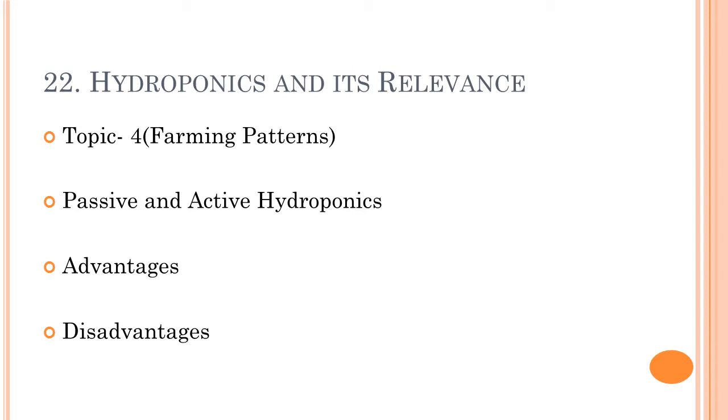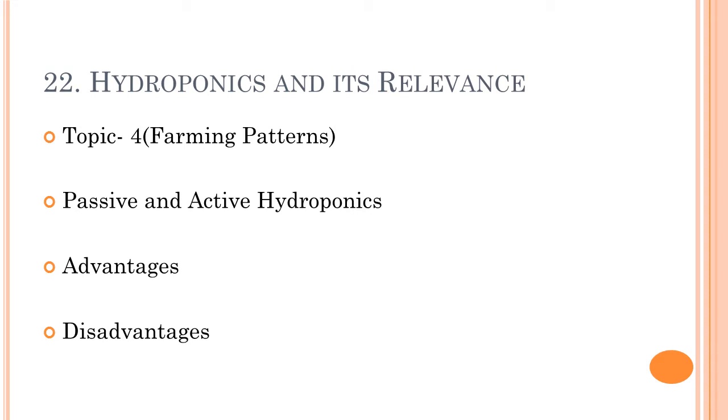So hydroponics is an agriculture system that utilizes nutrient laden water rather than soil. So crops are grown in water which has nutrients rather than soil. Now there are 2 types of hydroponics. One is passive hydroponics and the other is active hydroponics. Again, we don't need to do a PhD on it. Just understand, just remember these 2 types of hydroponics, and which is more efficient? Active hydroponics is more efficient.